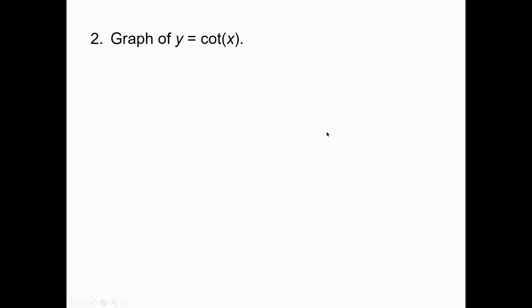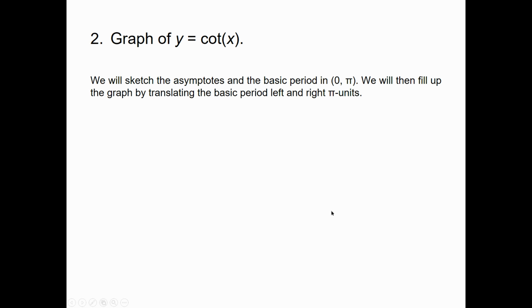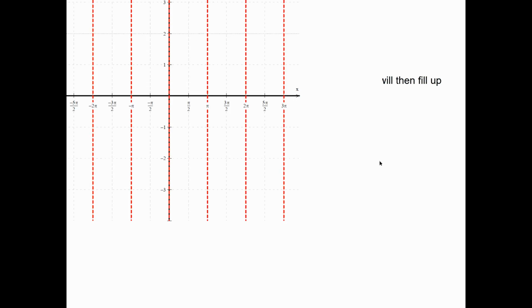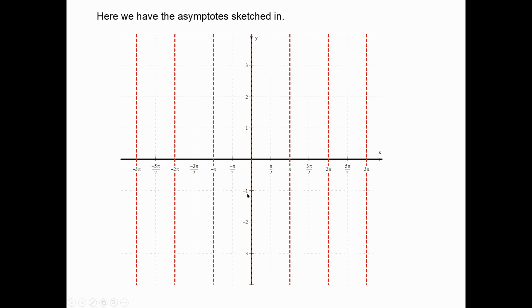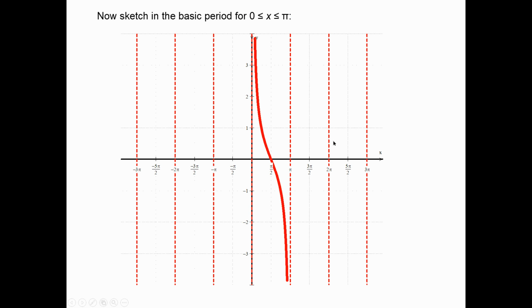The graph of y equals cotangent of x. So I'm going to sketch the asymptotes and the basic period in the open interval from 0 to pi. Notice you can never use x equals 0, you can never use x equals pi. So there are my vertical asymptotes. There's the basic period. You can see it does kind of look like the tangent function, except it seems to be twisting in the other direction. Remember, the tangent would have done something like that.